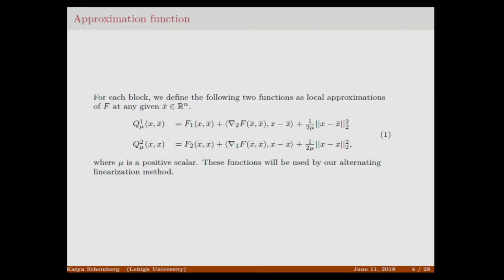We'll see where ADMM comes in, but we're not only using ADMM. This is actually an approximation of the original function using the gradient of one of the blocks. And the same thing you can do with the other, just in the other direction. So we use these two quadratic approximations in our algorithms and our proofs.